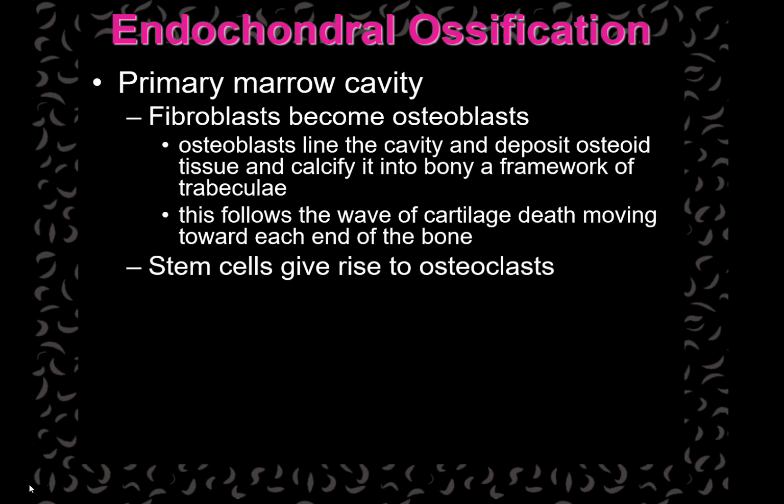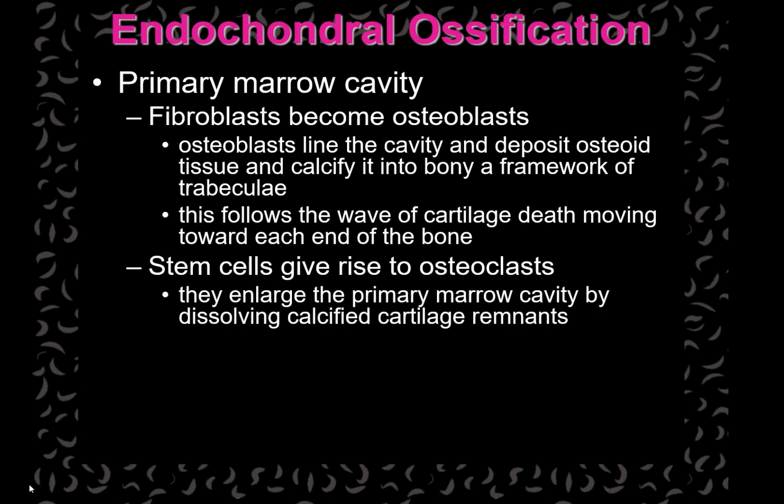Okay? Stem cells fused together give rise to osteoclasts. They hollow out that marrow cavity, so we have the area for the bone marrow in the central part, and they do this by breaking down the calcified cartilage remnants. Okay. So the perichondrium around the outside here had cells, osteogenic cells that produced the bony collar, and we dumped some on the inside to produce the bone on the inside.